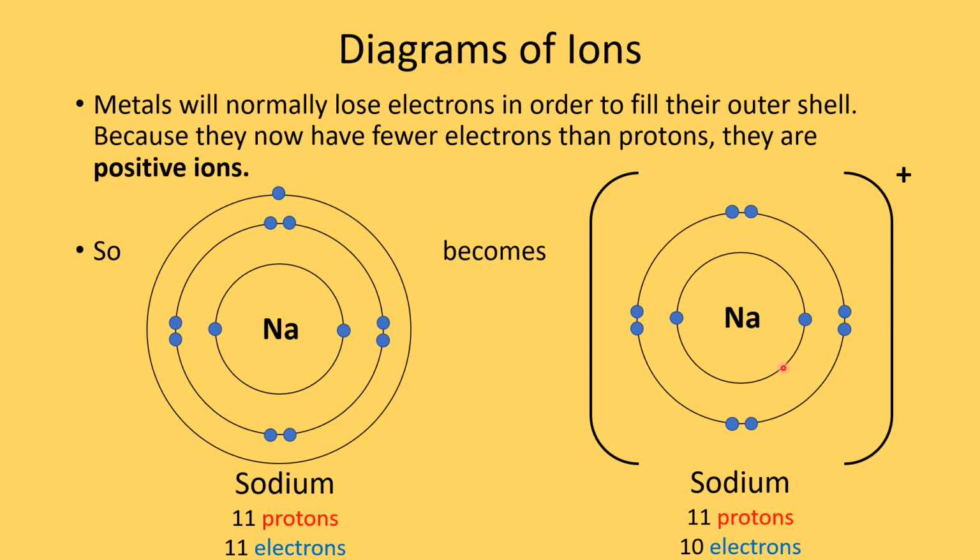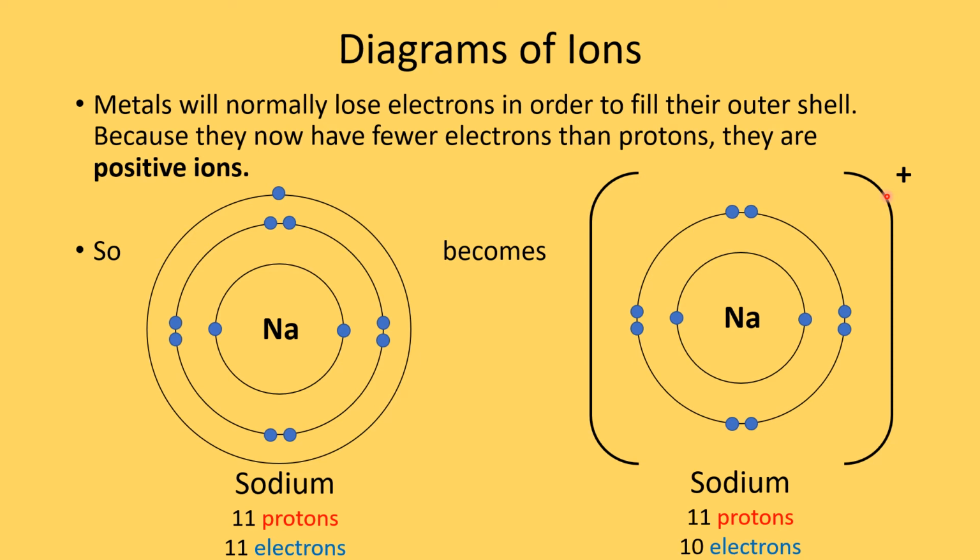But because we have 11 protons, just like we started with, but we now have 10 electrons, we now have 1 more proton than electron, or 1 fewer electron than proton. And when that happens, what we create is called a positive ion. And we can show that at the top right hand side here with our positive symbol.